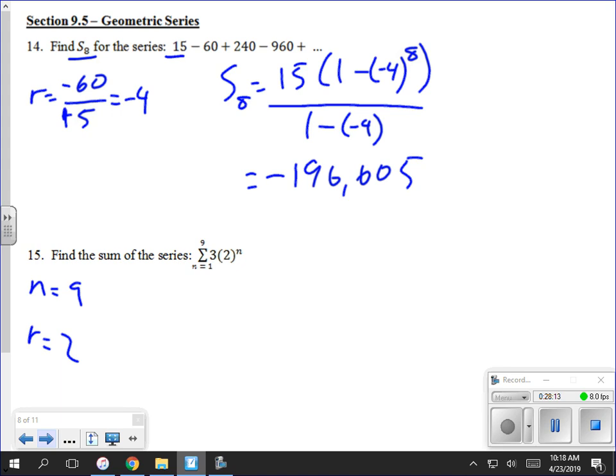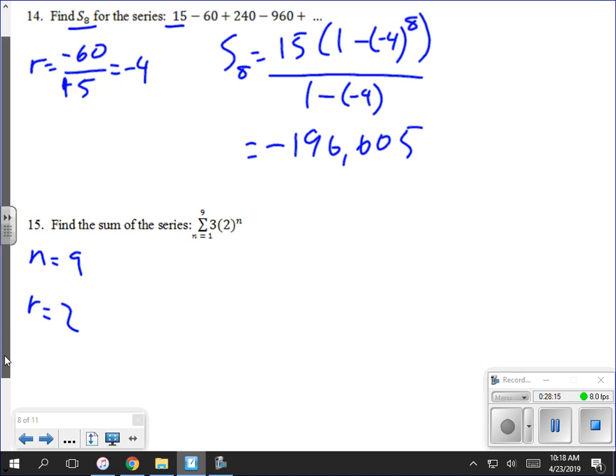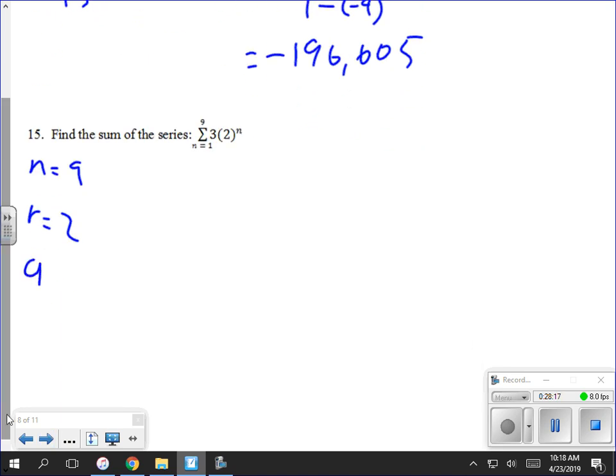My first term, a sub 1, is 3 times 2 to the first power. Do not make the assumption, this is the most common error, of assuming that it's just the number in front. Plug in 1 for your power and make sure you have the right first term. In this case, it's not 3 like most people assume, it's 6.